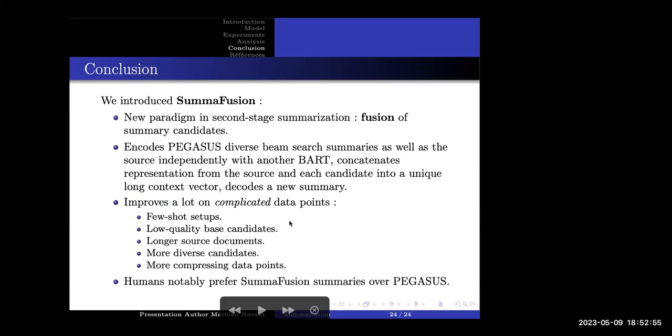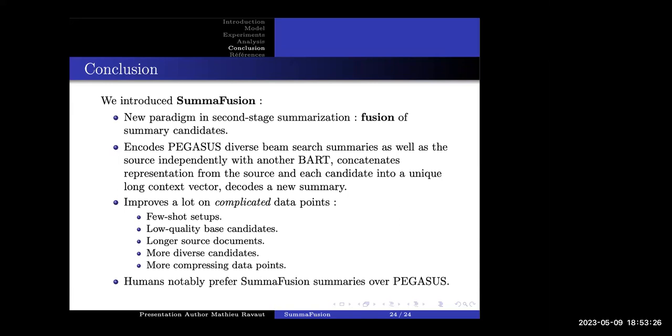So to conclude this study, we introduced SummaFusion, which is a new paradigm in second stage abstractive summarization, which consists in fusing summary candidates together. In a nutshell, SummaFusion encodes Pegasus diverse beam search summary candidates, as well as the source, all of them independently with another BART model, and concatenates the representations from the source and each candidate into a unique long context vector, which will be decoded into a new summary.